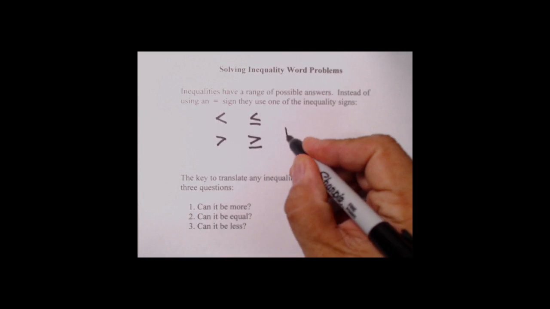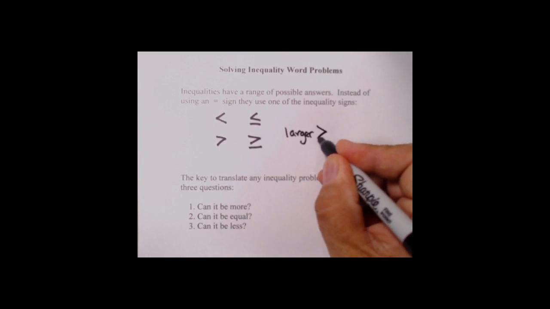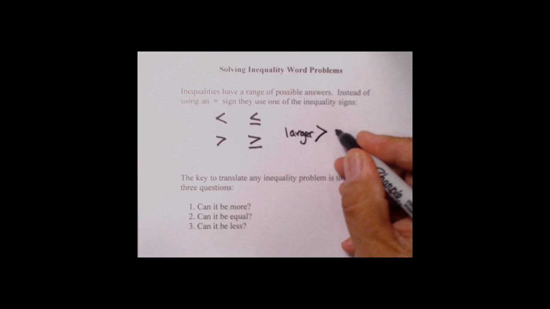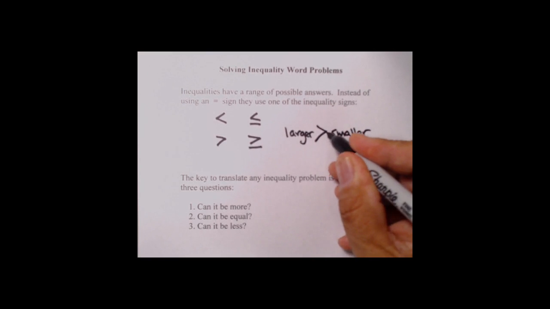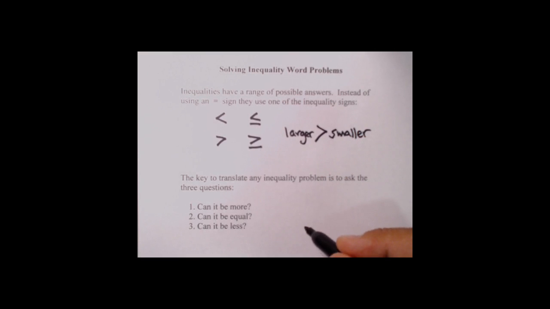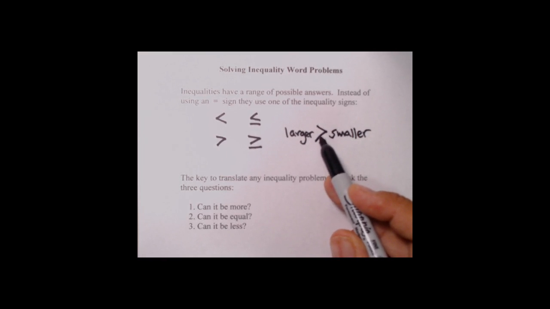The larger number always goes on the larger side of the inequality, and the smaller on the smaller, pointed side. So once you figure out who's supposed to be larger and smaller, it's real easy to figure out how the inequality sign goes in.